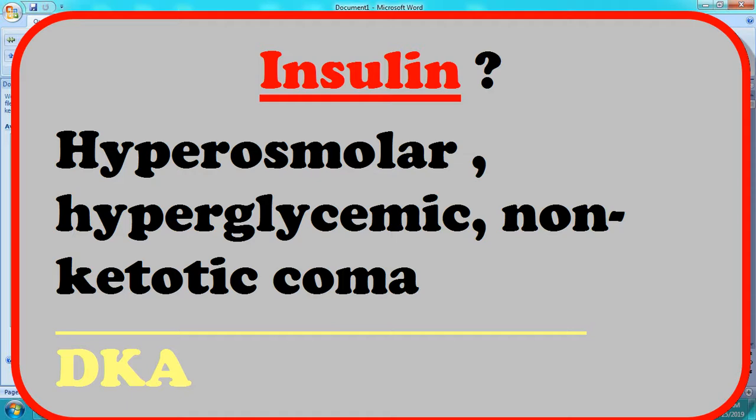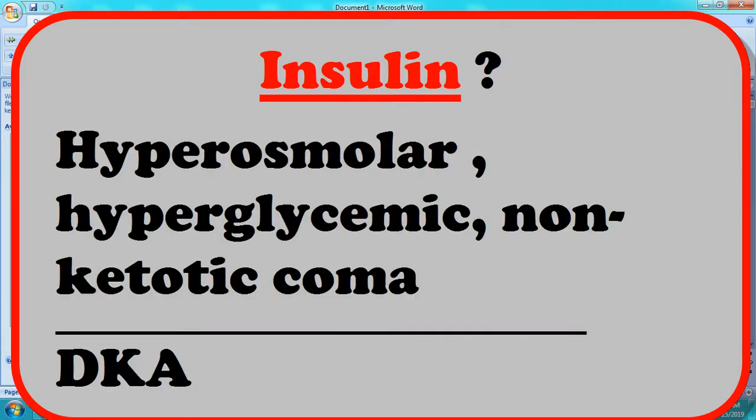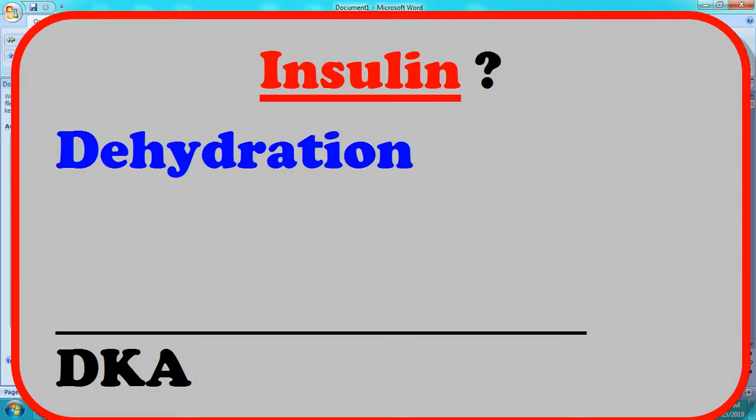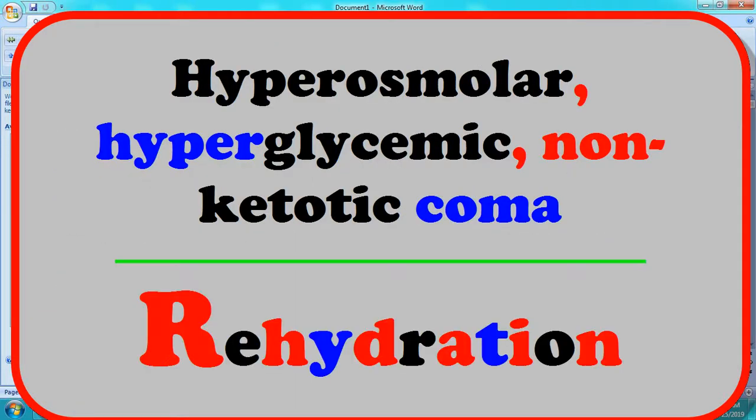Which one is insulin the most essential in treating? Well, if I said HHNK and DKA, you would immediately change HHNK to what? Dehydration. And if I said, in what situation do you need to use insulin, DKA or dehydration? What would you say? DKA. So the answer is DKA. You don't have to use insulin with HHNK. All you have to do is rehydrate them because they are dehydrated.